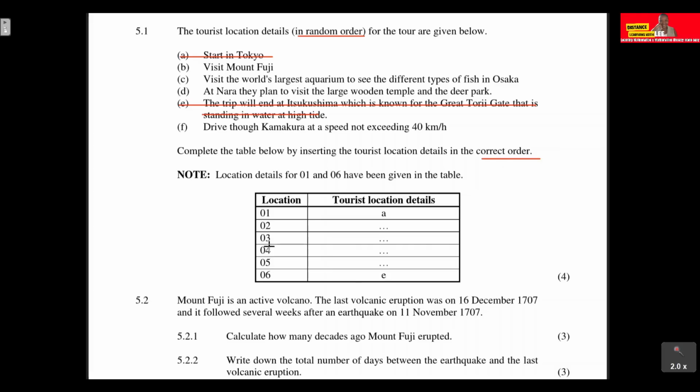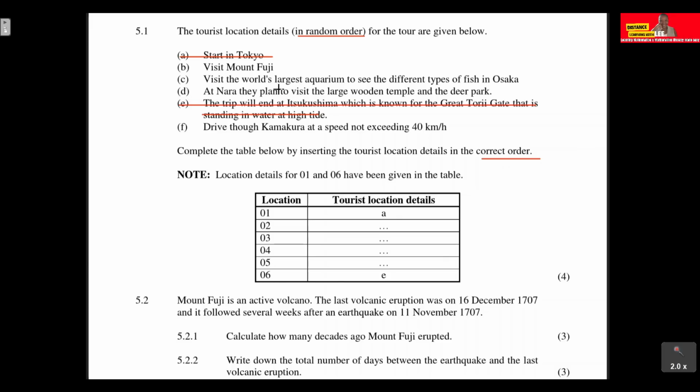All that we need to do now is determine what is happening at point 2, point 3, point 4, and point 5. So let's see what is actually happening. We already know that at some point we are visiting Mount Fuji. When they talk about Mount Fuji, they talk about a mountain. So we're going to note that.